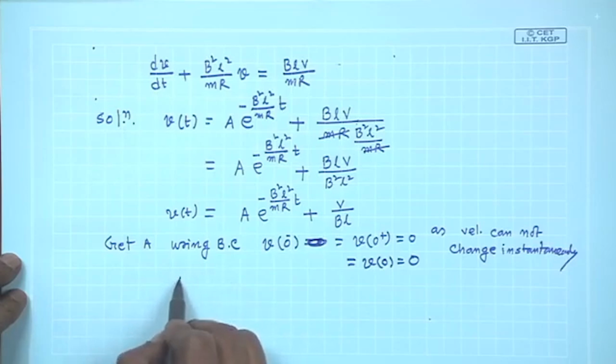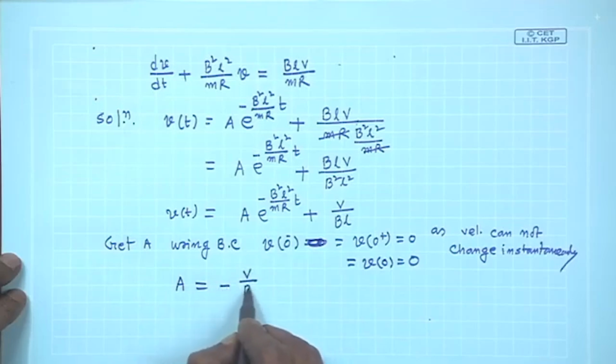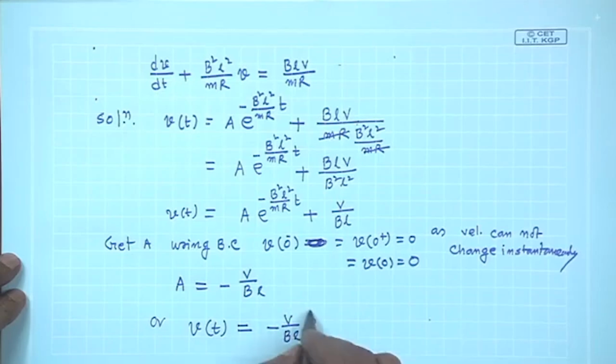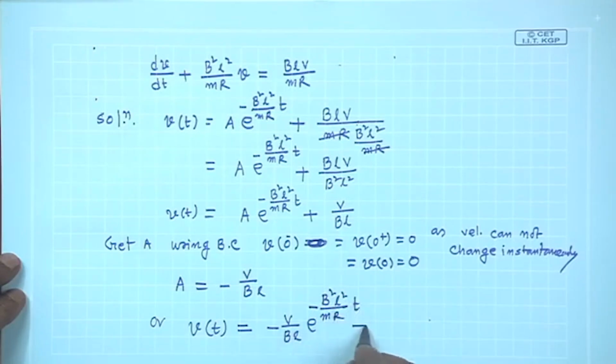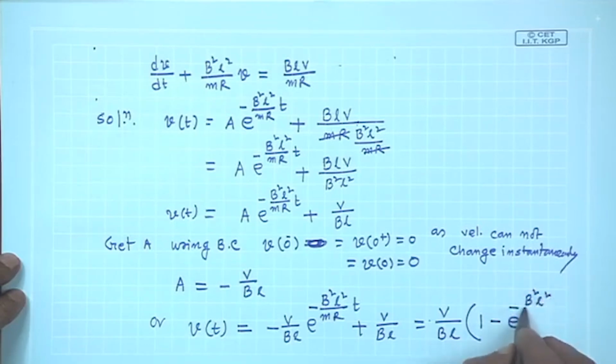Therefore, you get A: if you put t equal to 0, this exponential will become 1, and A will be minus V by B L. So V t will be equal to minus V by B L into e to the power minus b square L square by m r into t plus V by B L, which can be written in this way: V by B L into 1 minus e to the power minus b square L square by m r into t. This is the expression of velocity.